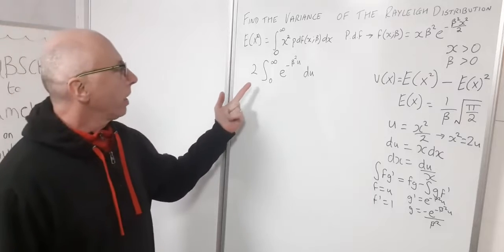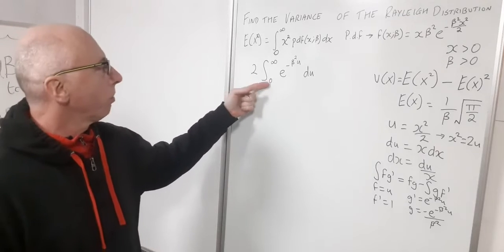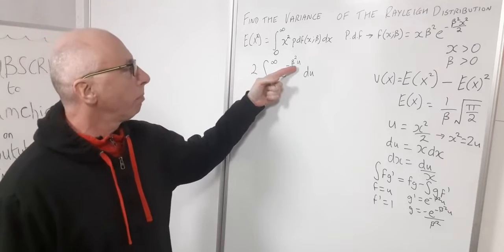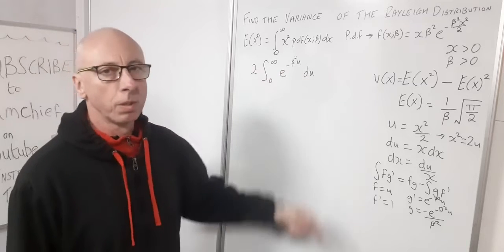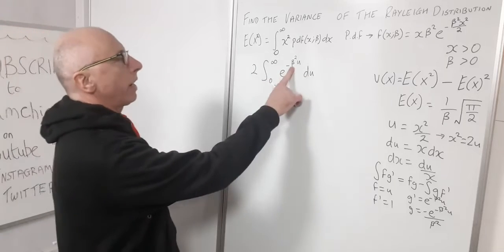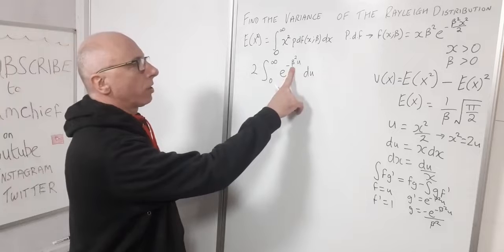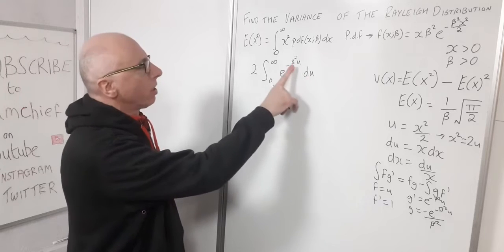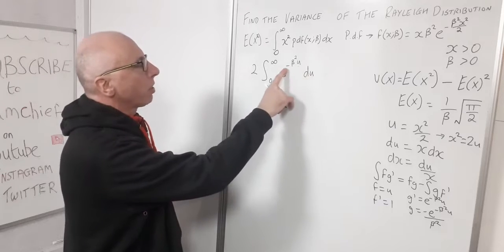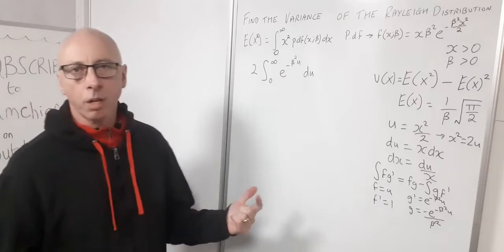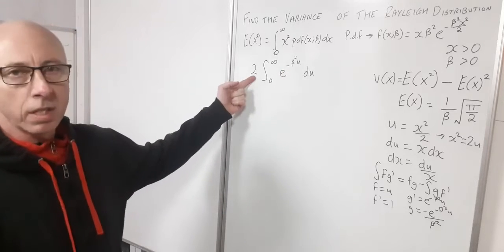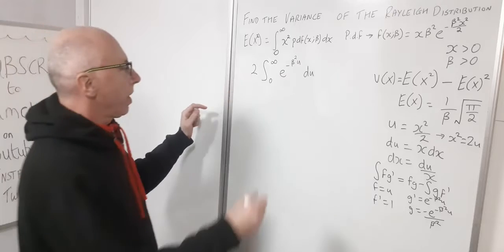Okay, so here's our integral now. So 2 times the integral from 0 to infinity e to the minus beta squared u du. Now, beta squared here is just a constant in terms of our integration. So we can integrate this straight off now because we've got e to the minus u. We can go with that straight away, and 2 is our multiple. So let's go for that.